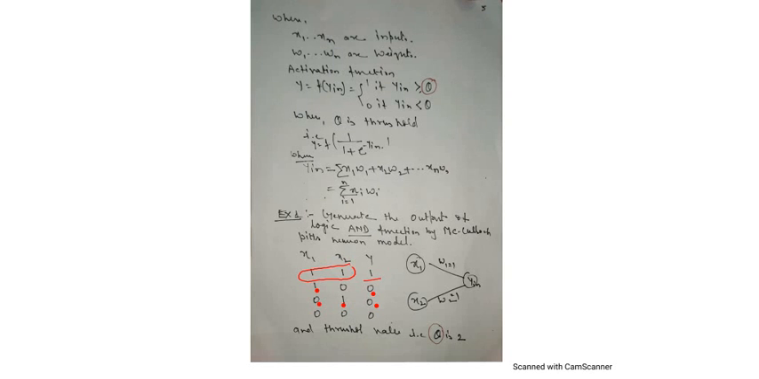Okay, so now you see, if x1 and x2 are 0 and 1, or 1 and 0, the target value is 0. So in all these three cases, 1 0, 0 1, 0 0, it is 0, and in the single case, that is 1 and 1, it is 1.